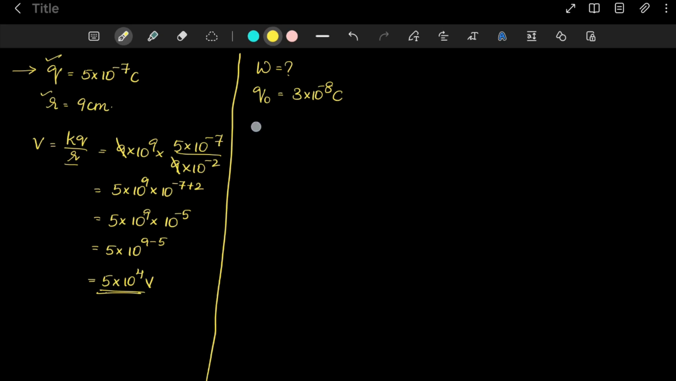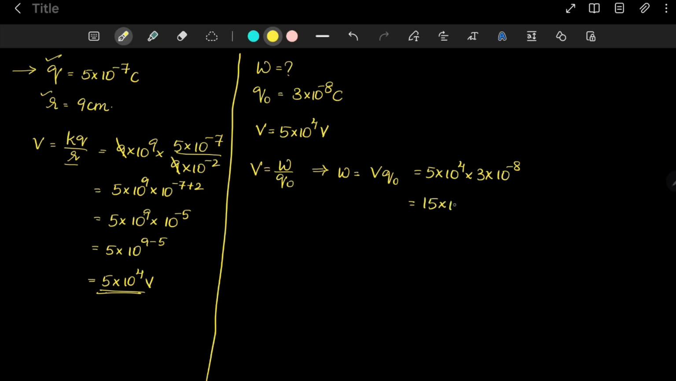So already we got it as 5 into 10 power 4 volt. Then what is the work done? Just now we have discussed V is equal to W by Q naught. Then what is W from that? V into Q naught, which is equal to 5 into 10 power 4 into Q naught, which is 3 into 10 power minus 8, which is 15 into 10 power minus 4 joule. This is the work done in bringing the charge from infinity to that point.